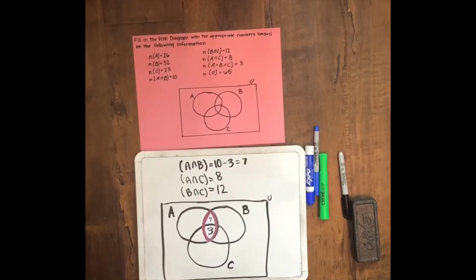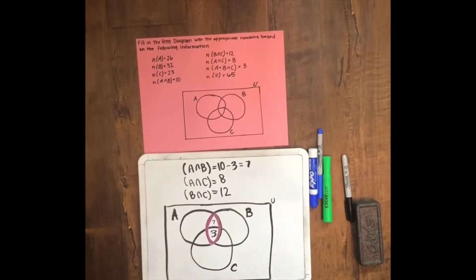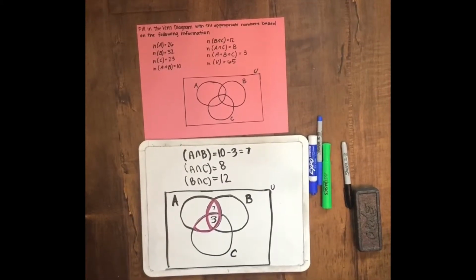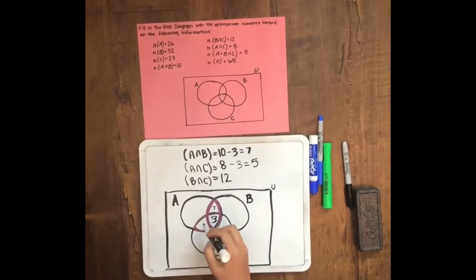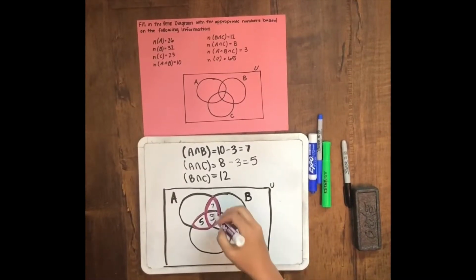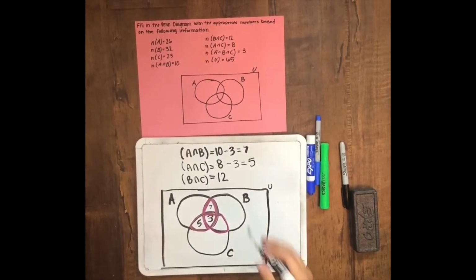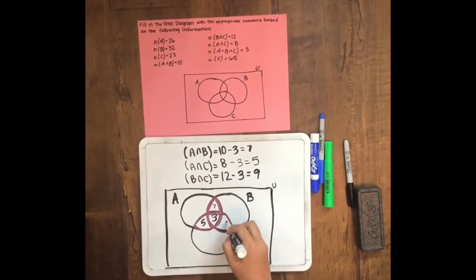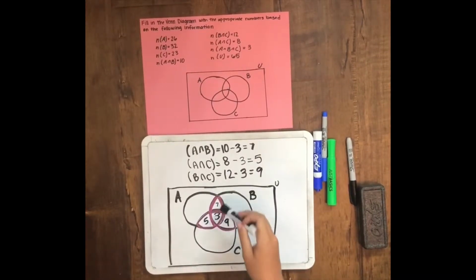Next, if we were to look at the intersection of A and C, we know that this is 8. This would be right here. And because we already have 3 there, we know that this must be 8 minus 3, which is 5. So this portion right here would be 5. Lastly, the intersection of B and C, which is right here, has a 3 in it, so we know that this must be 12 minus 3, which is 9. So this little portion right here would be 9. So now we have all the places that the sets intersect filled in.